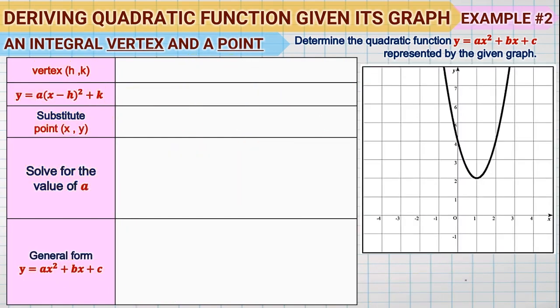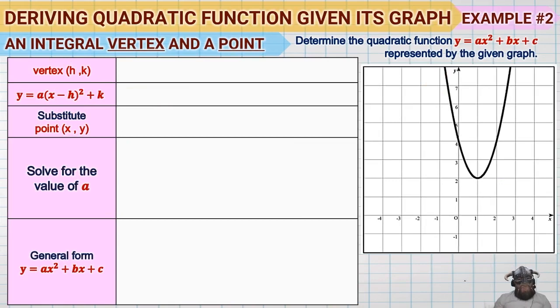Okay, let's have example number 2. So, determine the quadratic function y is equal to ax squared plus bx plus c represented by this given graph. So, same instruction. First step is for us to identify the vertex (h, k). In this case, our parabola is opening upward. Therefore, we can identify the vertex by having the lowest point of the parabola.